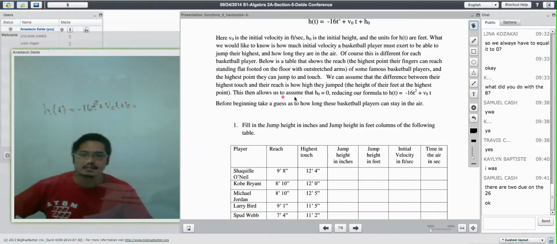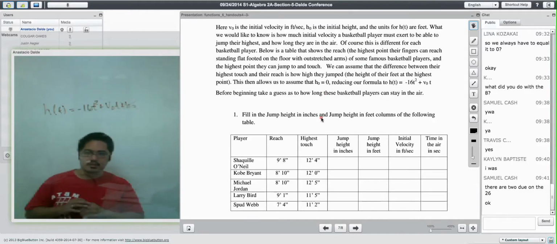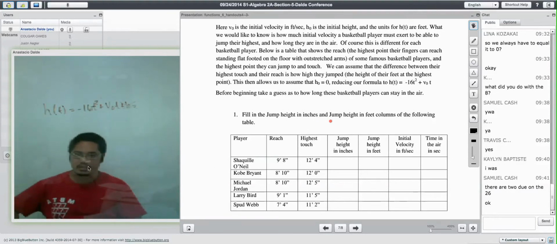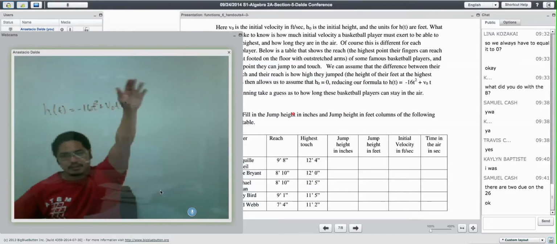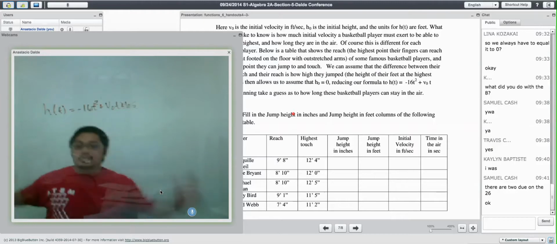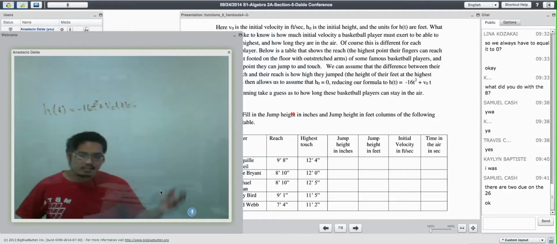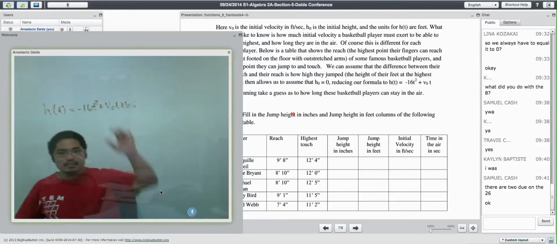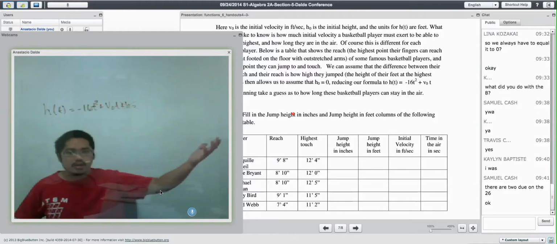This then allows us to assume that h naught is equal to 0, reducing the formula to that. So basically here's your new formula, h naught is equal to 0. What they're talking about is, you guys ever try to calculate your vert? You basically stand up and reach up as high as you can, take a piece of chalk and mark that with your fingers. Then you jump and try to see how much higher above that distance you can get. Whatever the difference is, that's how high you can jump.